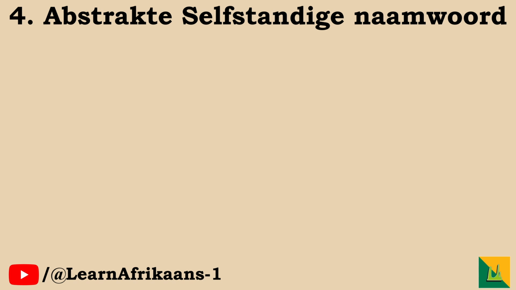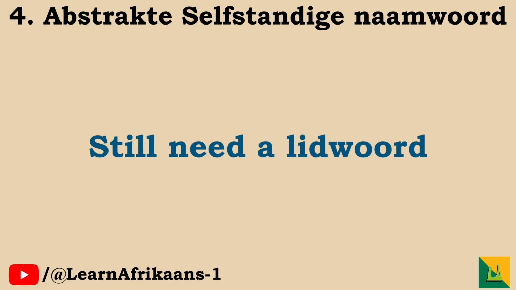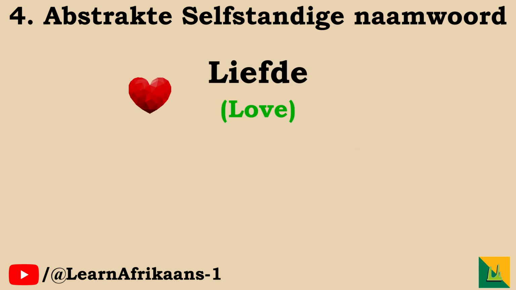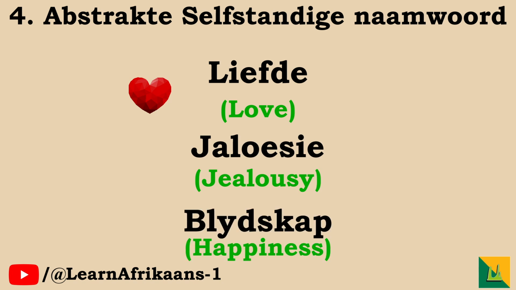Vierde soort, fourth kind. Abstrakte selfstandige naamwoorde. Abstrakte selfstandige naamwoorde are names for things that cannot physically be touched. These names still need an article, lidwoord. Usually these are ideas and feelings. For example, liefde, jaloezie, blydskap.